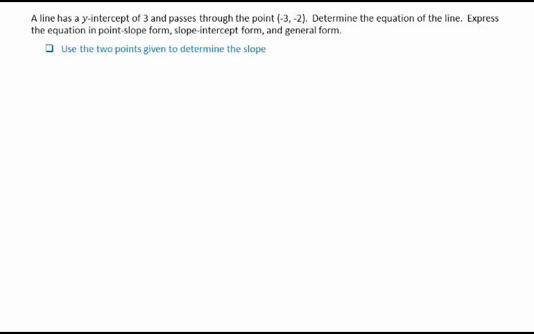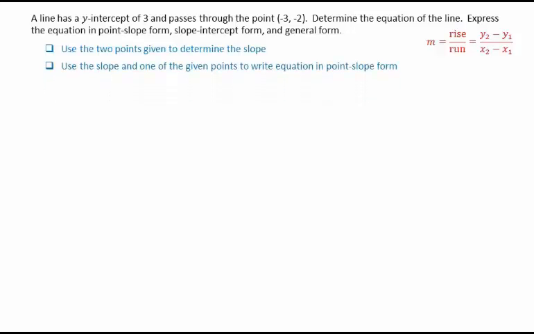To determine the equation of a line when given 2 points, first use the 2 points to determine the slope. Use the formula for slope, m equals rise over run, or y2 minus y1 over x2 minus x1. Then use the calculated slope and either of the points given to express the equation in point-slope form.